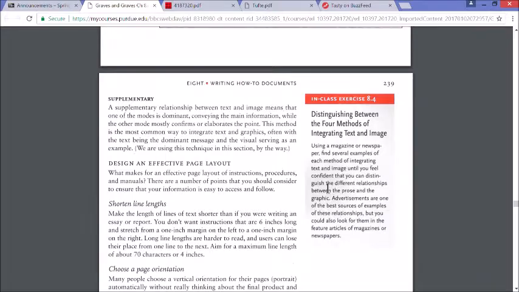And then finally, supplementary. Supplementary visuals, one of the modes is dominant, conveying the main information, while the other mode mostly confirms or elaborates the point. This method is the most common way to integrate text and graphics, often with the text being the dominant message and the visuals serving as an example.